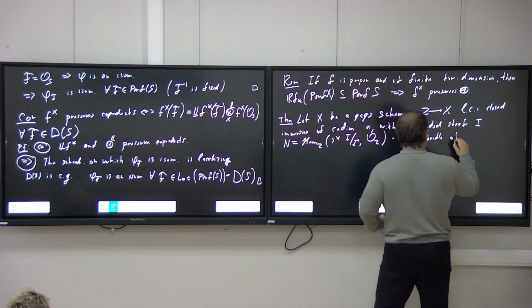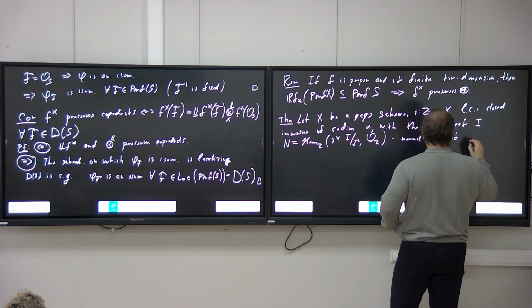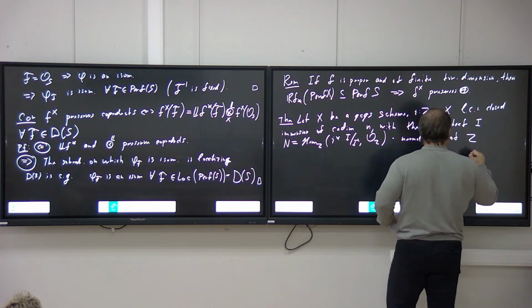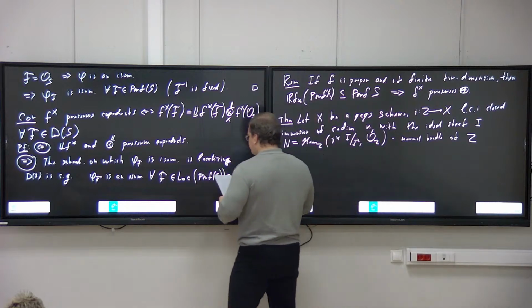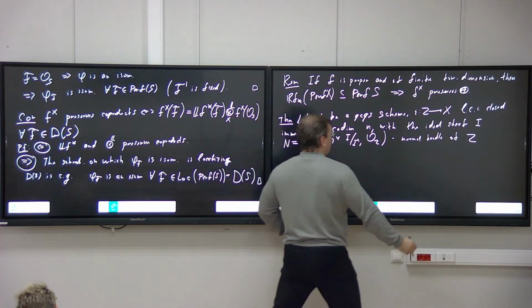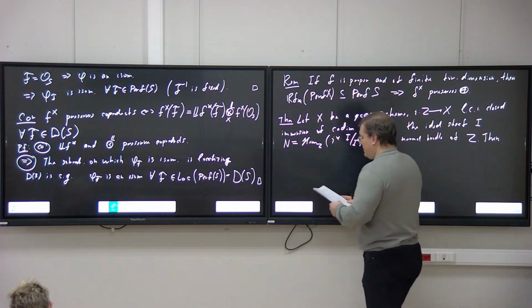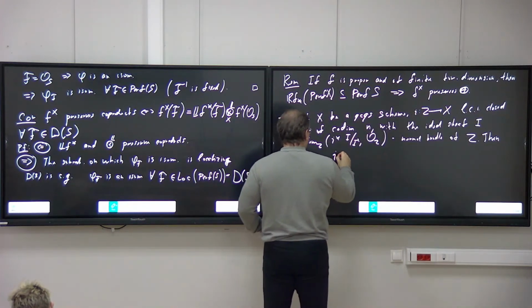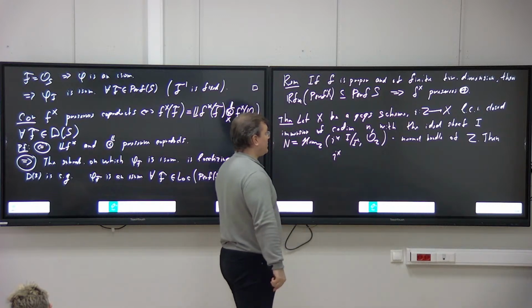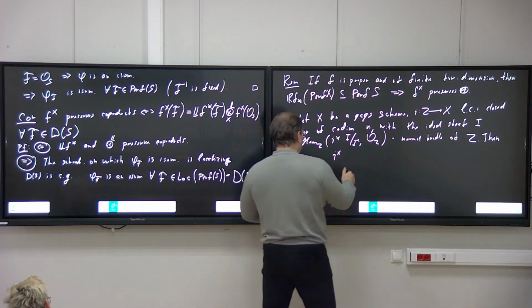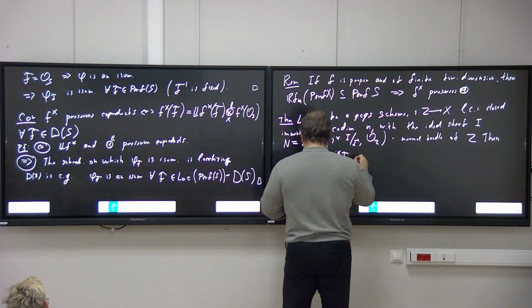Normal bundle of Z. So then, for this special case, we have the formula for the I with the cross, for the local complete intersection closed immersion. There is an explicit formula, so I can write this.